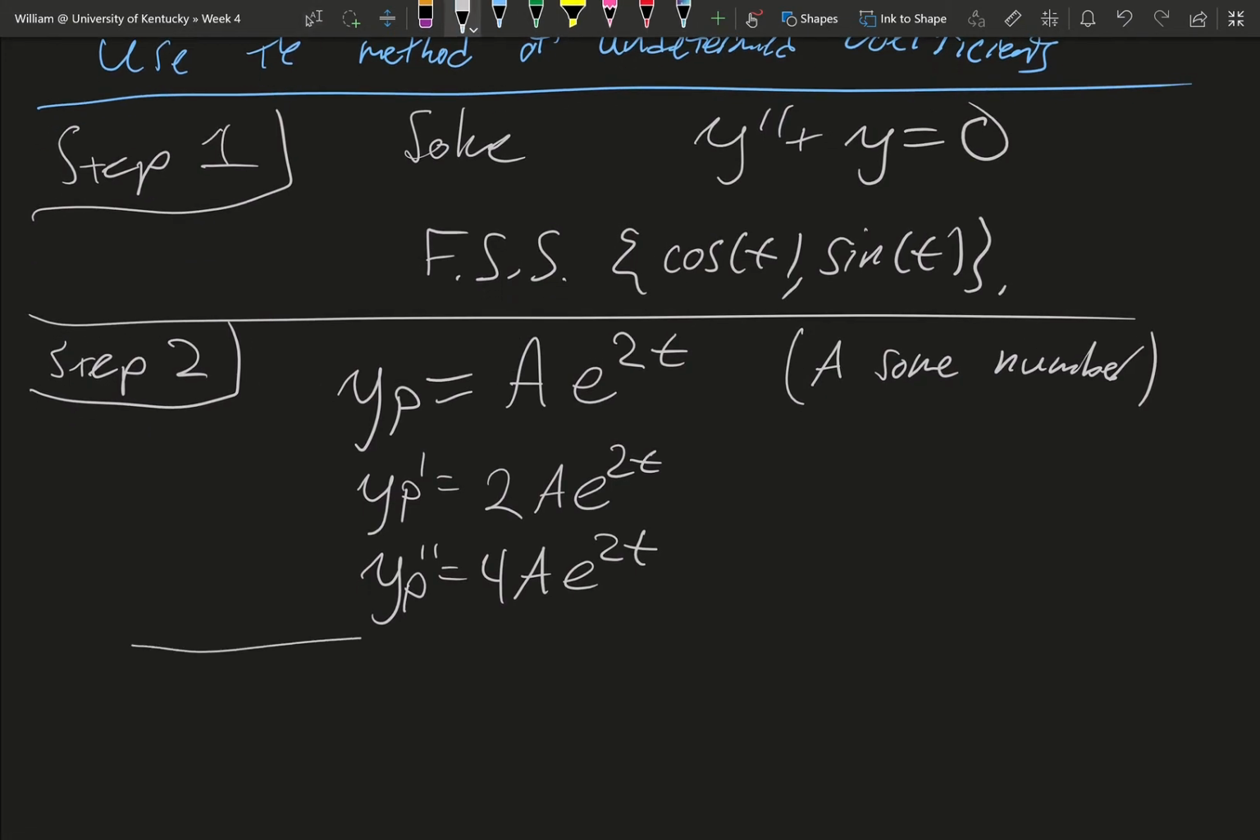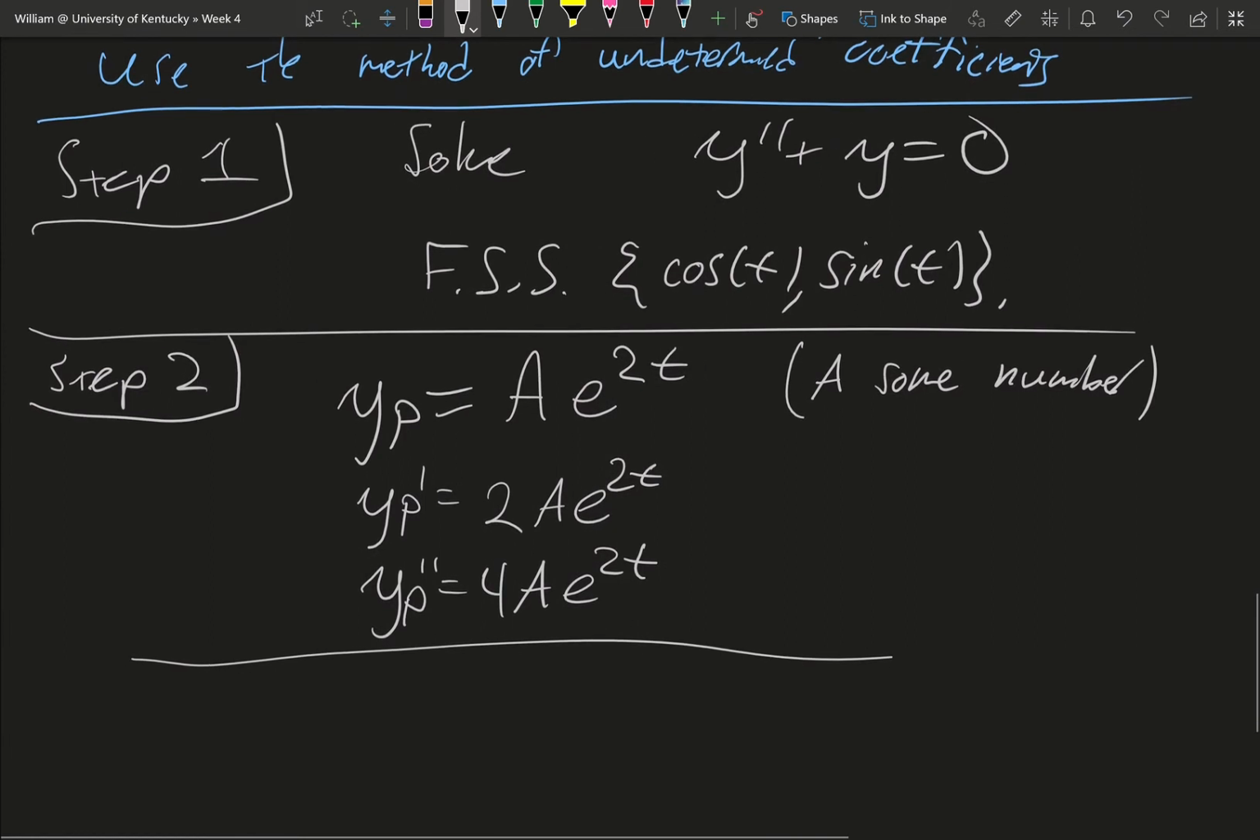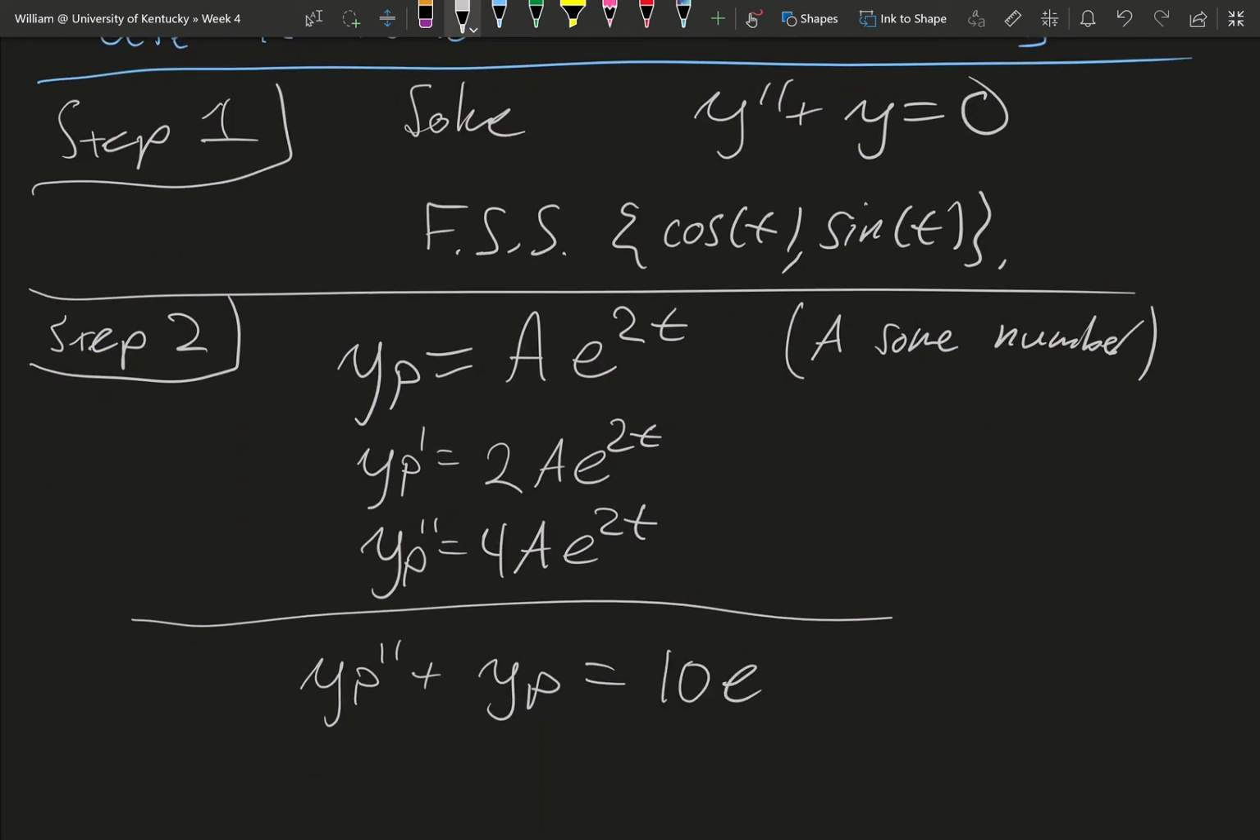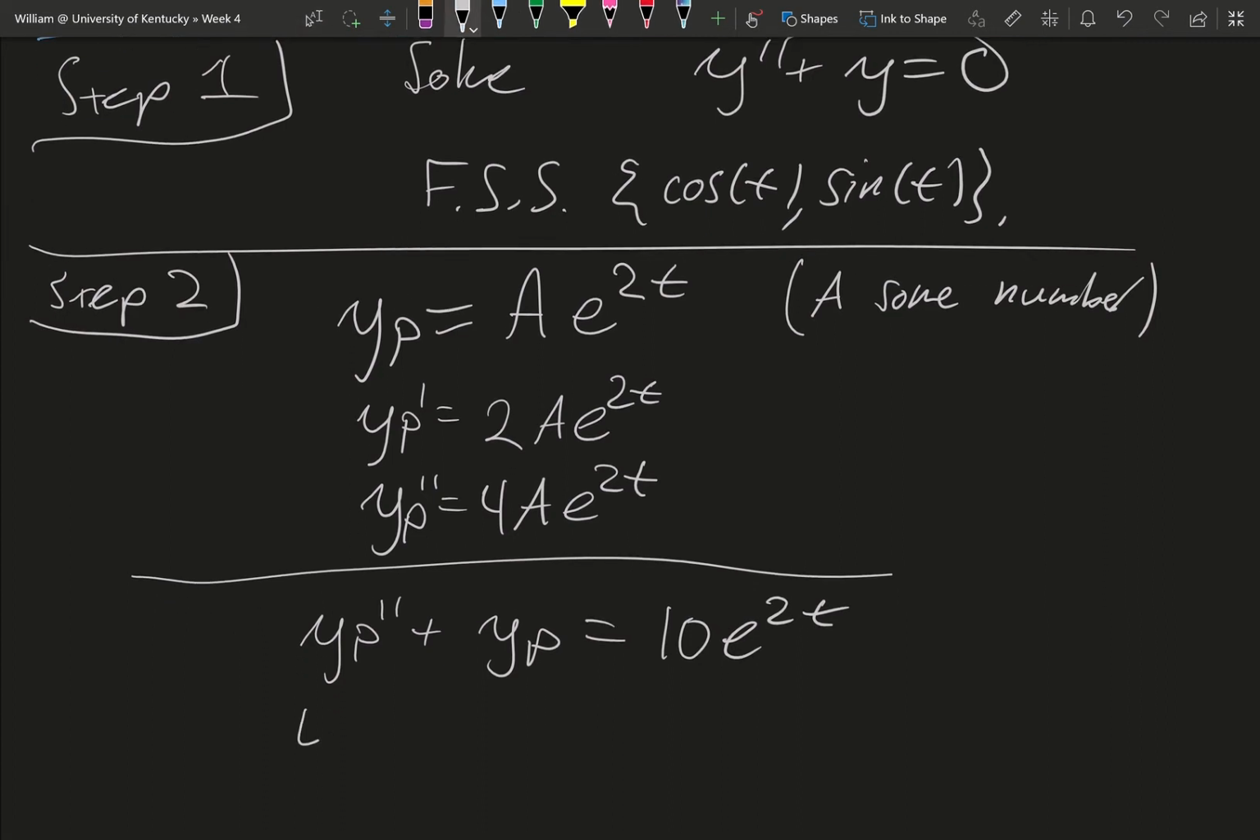and now we'll just plug this in. We want this to be equal to 10 e to the 2t. So we have 4A e to the 2t plus A e to the 2t equals 10 e to the 2t.